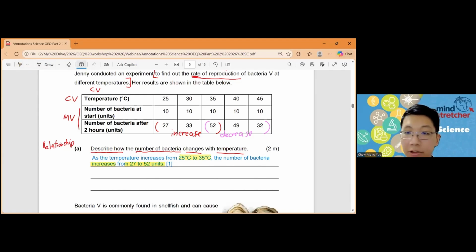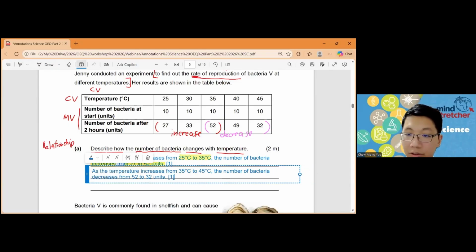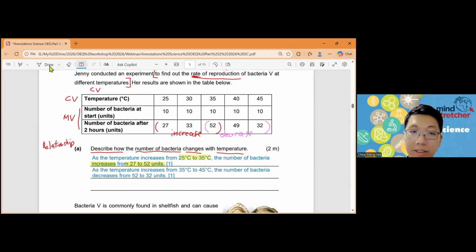Next, second trend. So again, we will start from 52. We can continue from 52 there. So that is from 35 to 45. So you can write like this. This is the second trend. So let's highlight this part here, decreases. You must write that, and then specify the specific values. So that is the two trends.